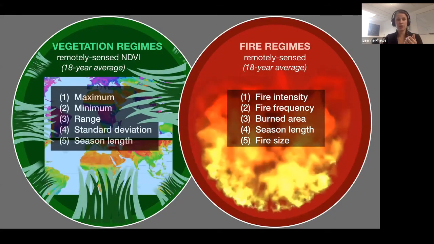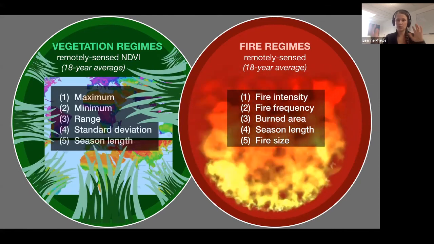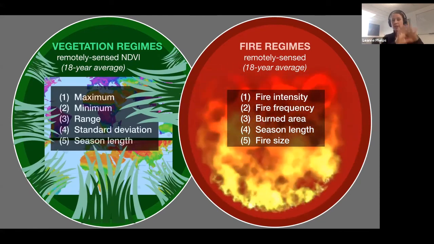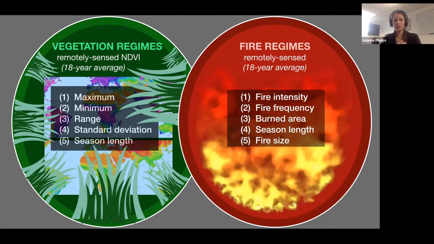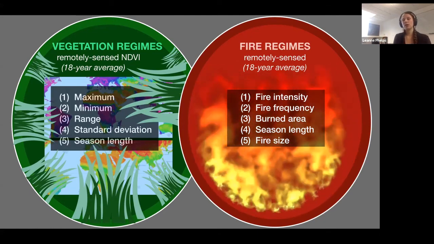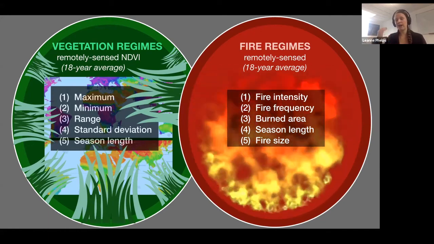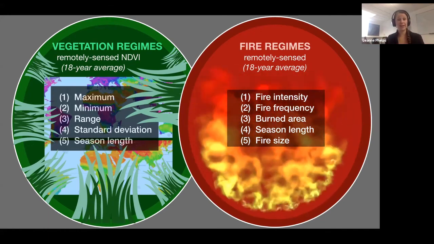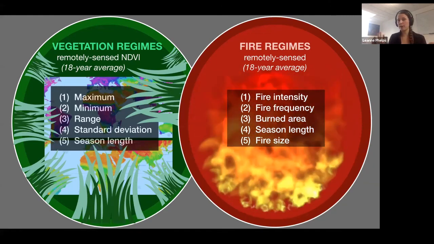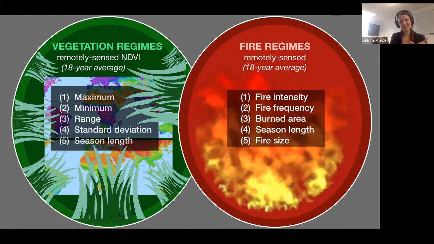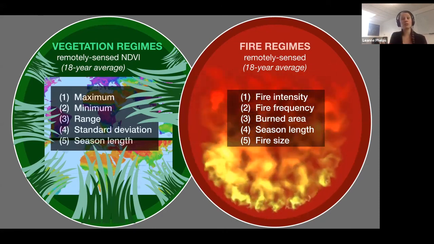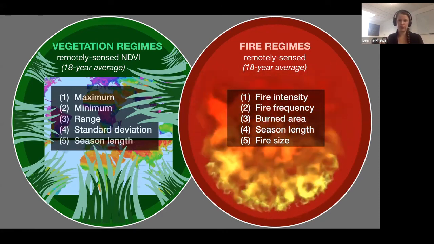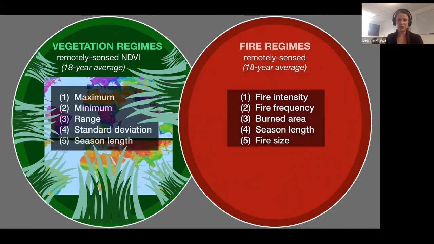For vegetation, we're looking at remotely sensed NDVI, which is basically the greenness of the vegetation. So we take all different kinds of characteristics of NDVI, and we also look at fire regimes. So how big the fires are, how frequently they're occurring, what the season length of the fires is. If we compare fire regimes and vegetation regime season length, this can give us an idea of whether humans are starting fires or whether they're natural, climate-induced fires. So these are interesting questions we can address between savannas in different areas.